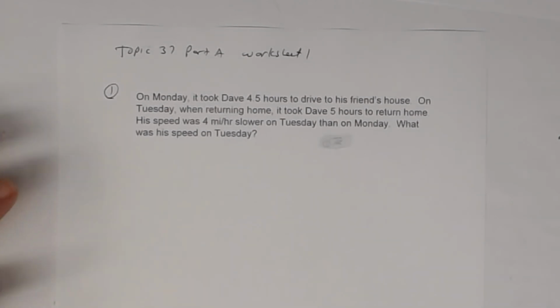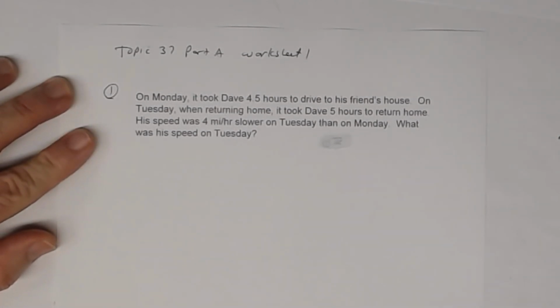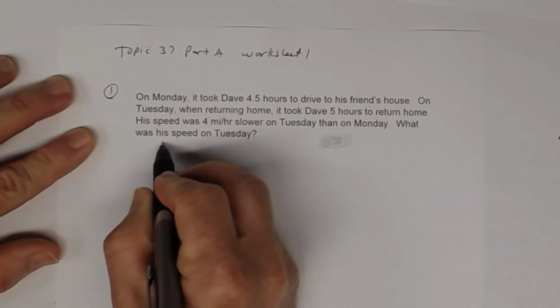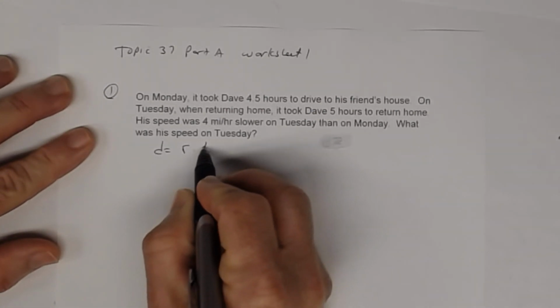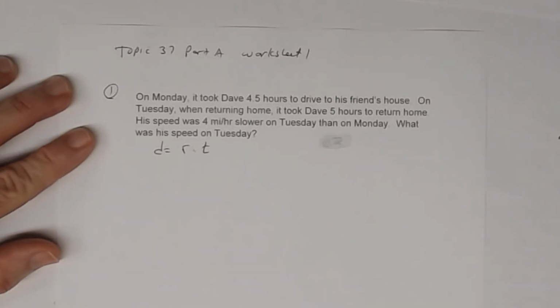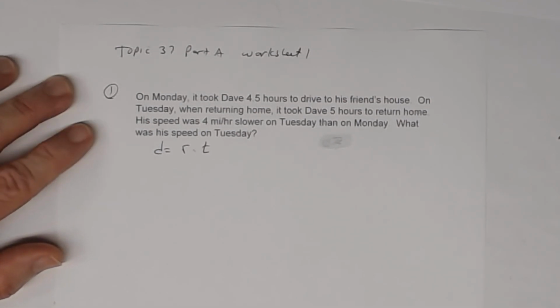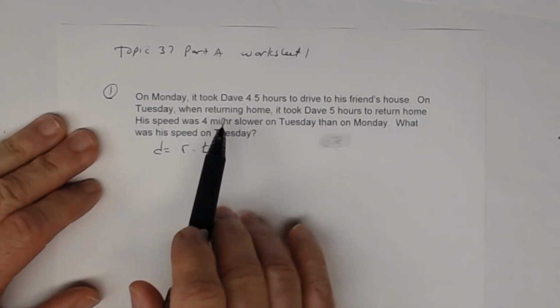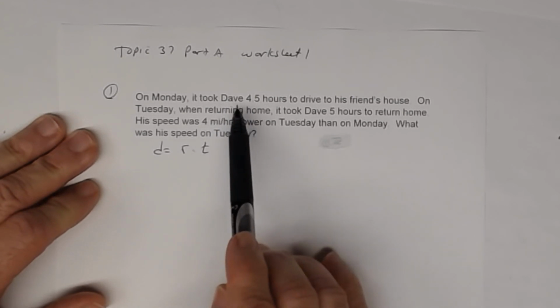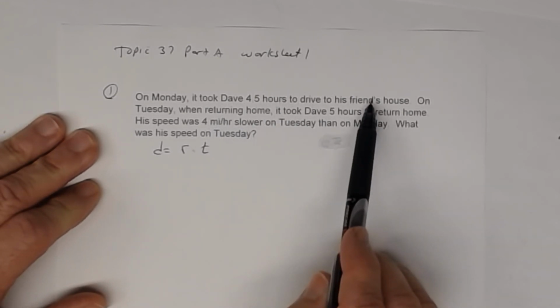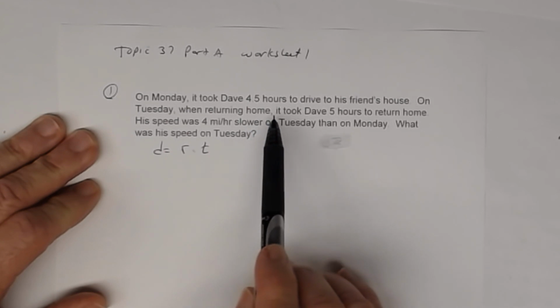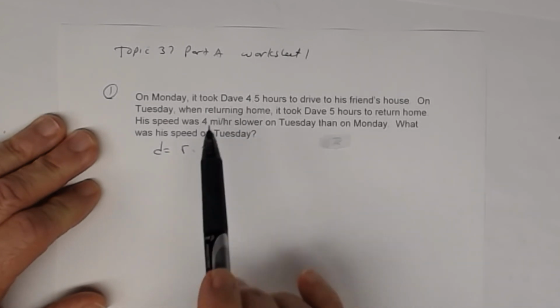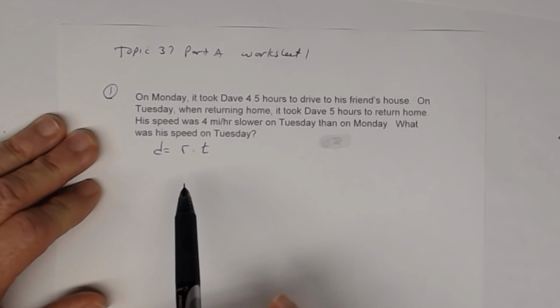All right, so the formula you're going to use in number one is that distance is equal to rate times time. So distance equals rate times time. Now, in this particular problem, there are two situations occurring with regards to distance, rate, and time. There is a situation where Dave is driving to his friend's house, and then there's a situation where Dave is returning home. So there are two instances of using this formula.